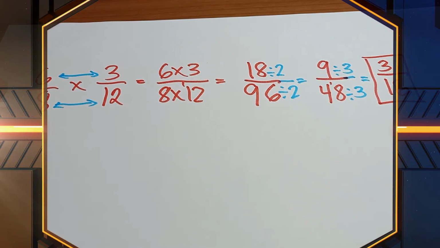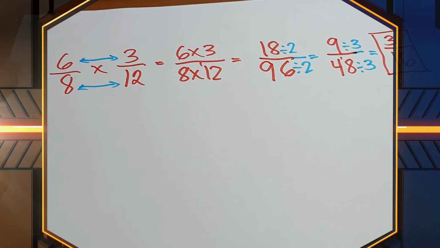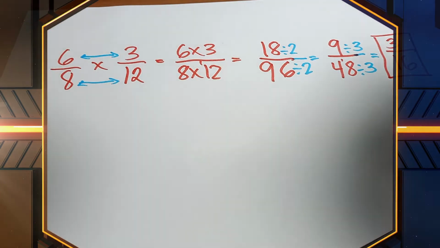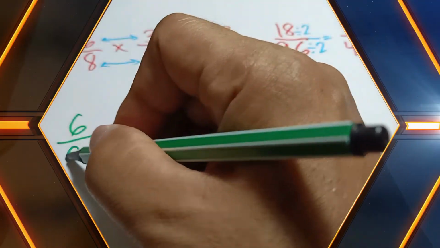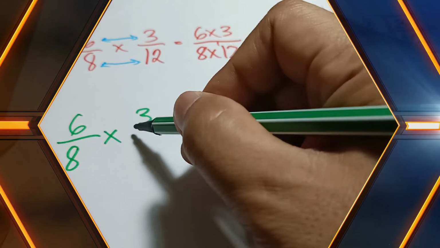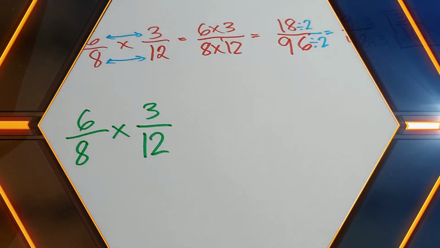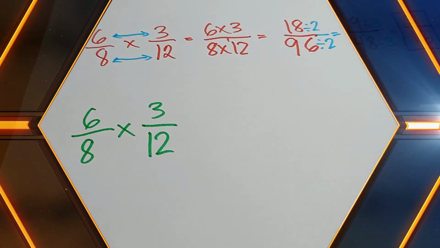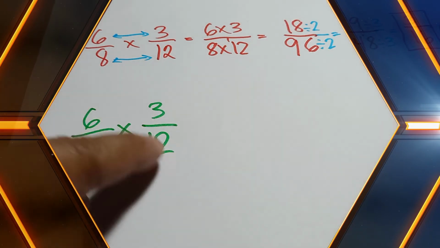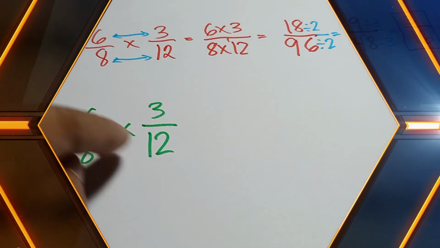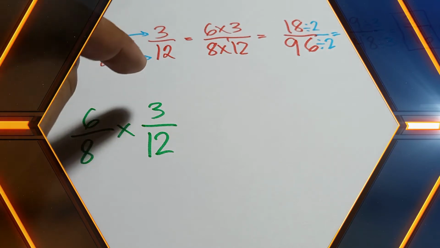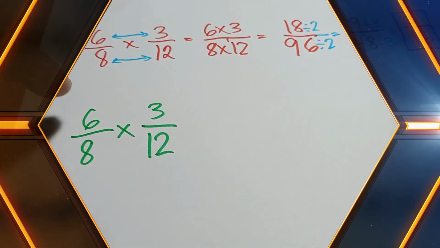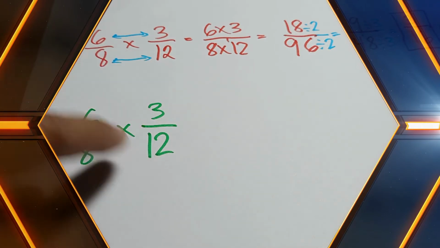While in our second method, we use the same problem. For example, 6 over 8 times 3 over 12. So I told you earlier that you cannot cut the number in both numerator or both denominator. You can only cut the numerator and the denominator, or the numerator here or the denominator there, right?